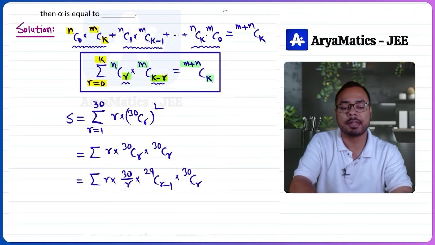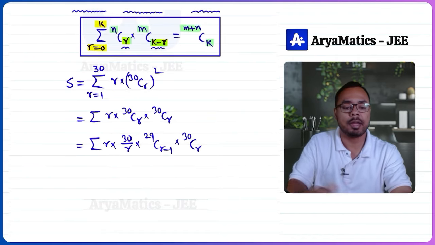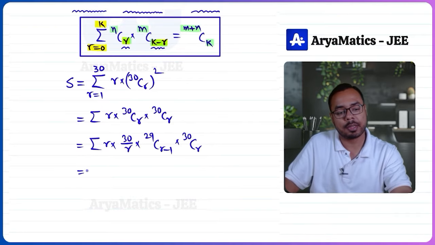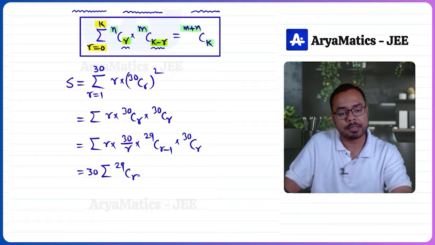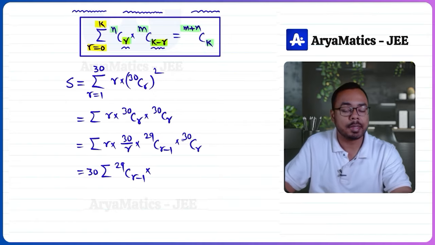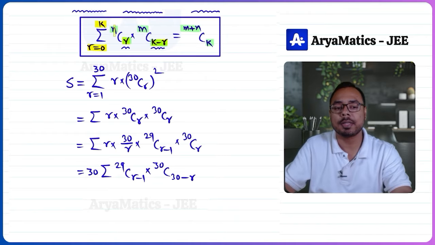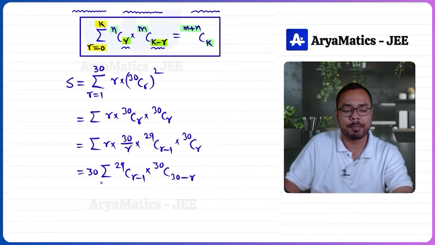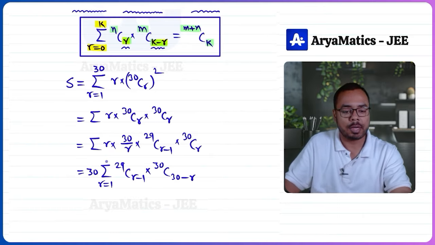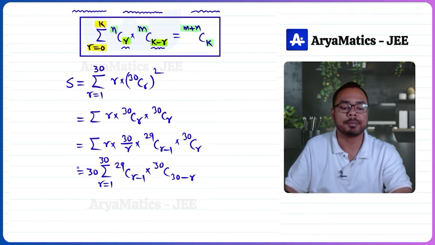Now r you can cancel from here, and then you will get 30 outside, right? 30 you can keep outside, and then we have the summation of 29C(r minus 1), and the second term we are going to write as 30C(30 minus r), right? nCr is the same as nC(n minus r). And now you can see that we can use the previous property. Also the limit for r is from 1 to 30.